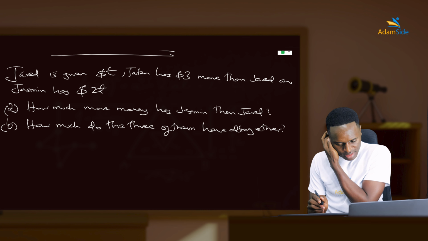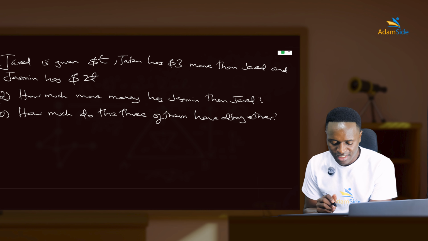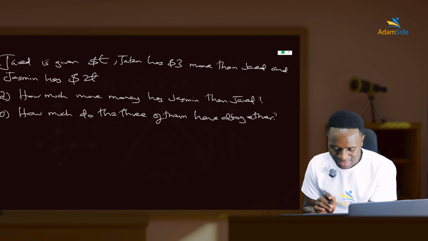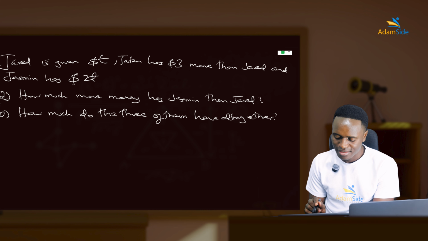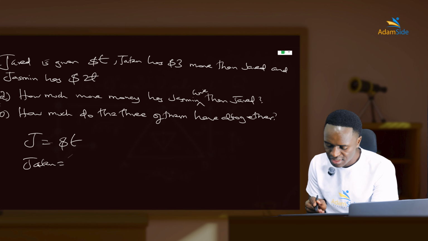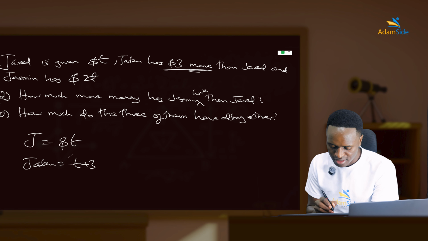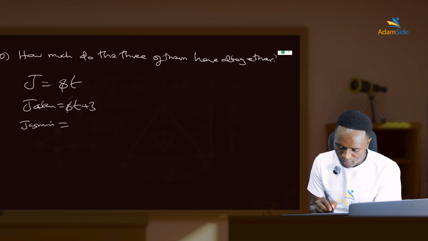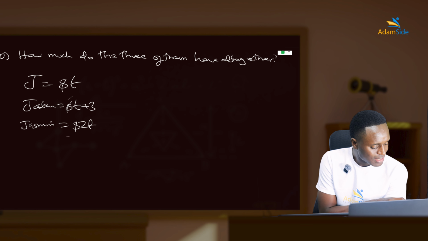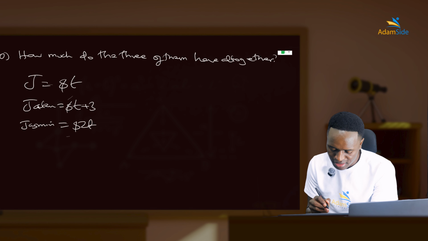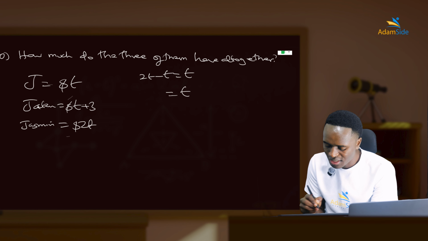So we say Jared is given $T. Jatin has $3 more than Jared, and Jasmine has $2T. How much more money has Jasmine than Jared? Jared is given T. Jatin has 3 more than Jared, so it is T plus 3 dollars. And then we have Jasmine has $2T. How much more money has Jasmine than Jared? So it is a difference. 2T minus T, you get T. So Jasmine has $T more than Jared.